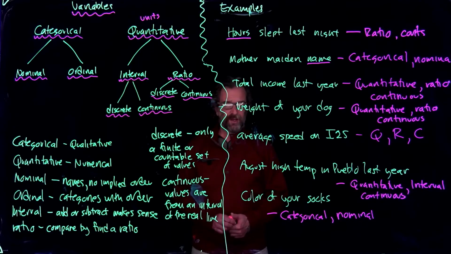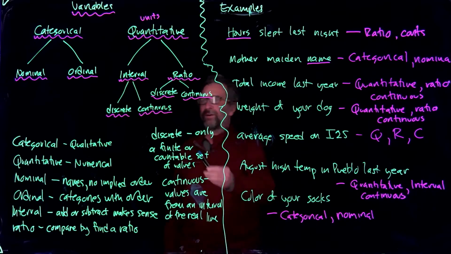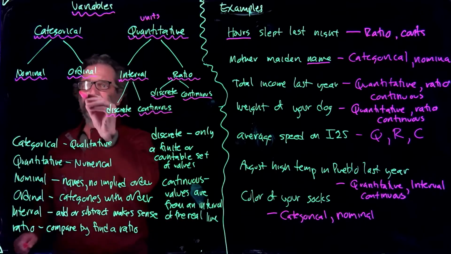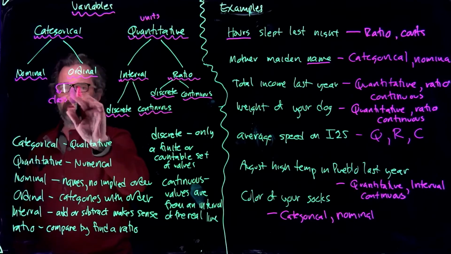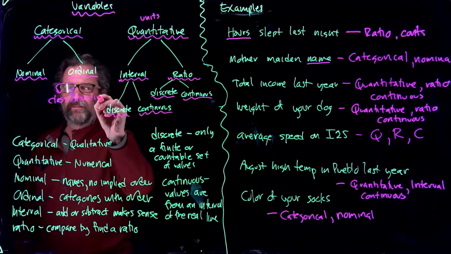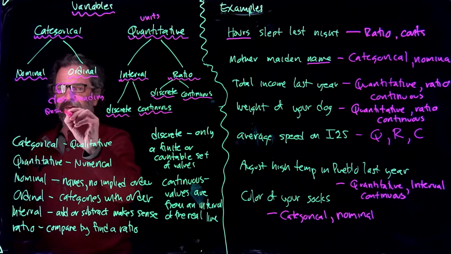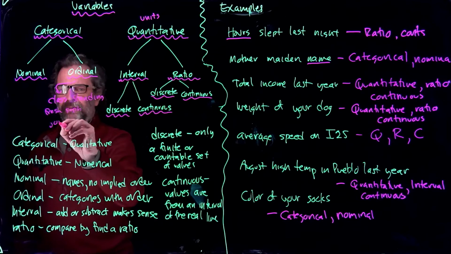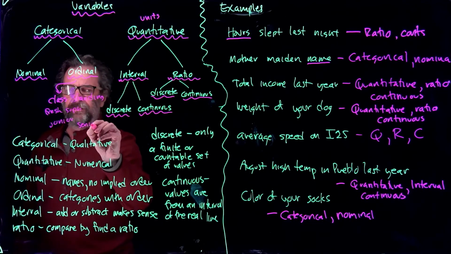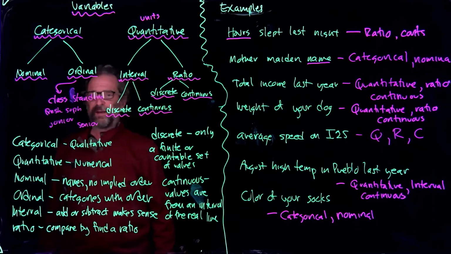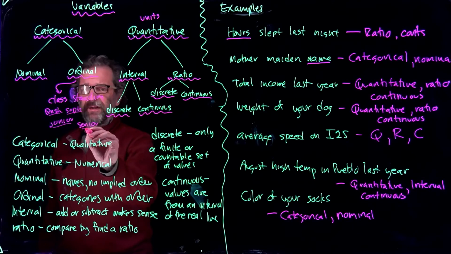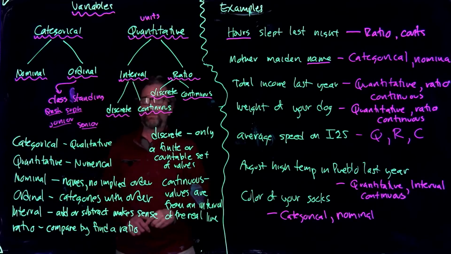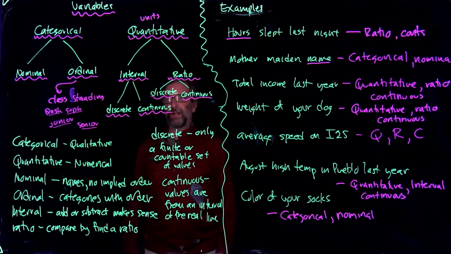I was trying to think of more examples of categorical ordinal. One example here that might make sense is your class standing. So freshman, sophomore, junior, senior. It's a name. But there's an implied order in that you've completed more credit hours as you move down this list. Freshman, sophomore, junior, senior. So there's an order to it, but it's a name, so it's categorical ordinal.